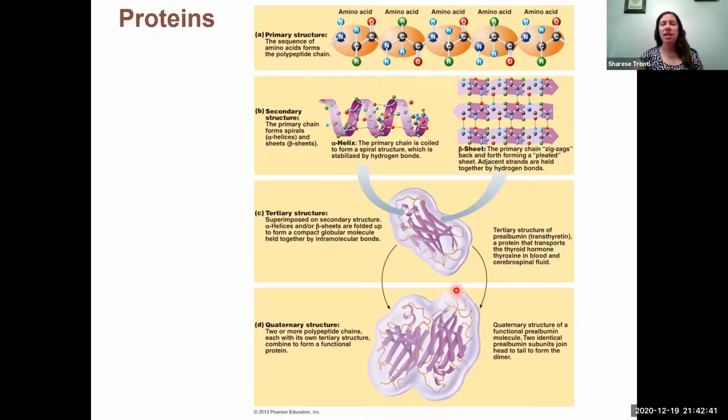And then if we're going to put more than one chain together to make a functional protein, then it's going to have a quaternary structure. Not all proteins are going to have a quaternary structure because sometimes some proteins only have one chain. But a lot of them have more than one chain, and that's going to provide our quaternary structure. So we're going to bring 2 or more polypeptide chains together.